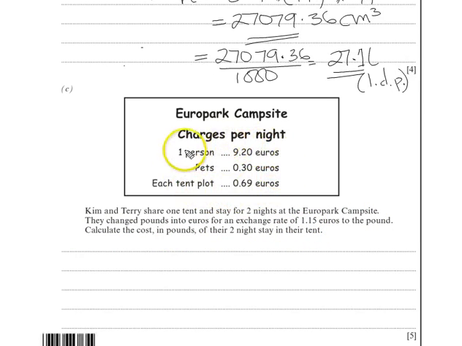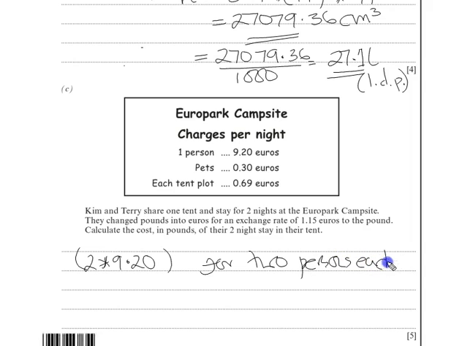Well, these are all in euros, so the best thing to do is to get the total cost in euros and then use the exchange rate and get back to what they would have needed to pay in pounds. Alright? So they stayed for 2 nights. One person, charges per night. It was 2 people for 2 nights. So 9.20 is 1 person per night. So 2 people would pay 2 lots of that, wouldn't they? And that's per night for 2 persons each night.